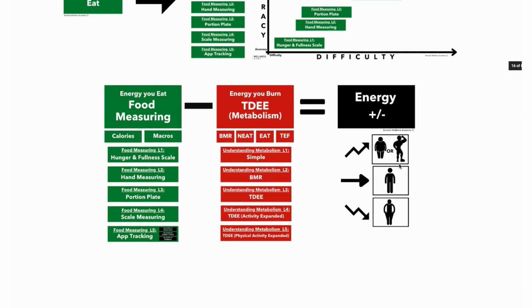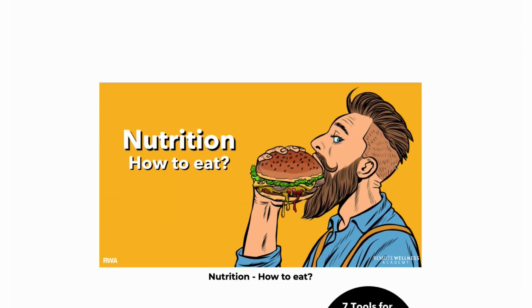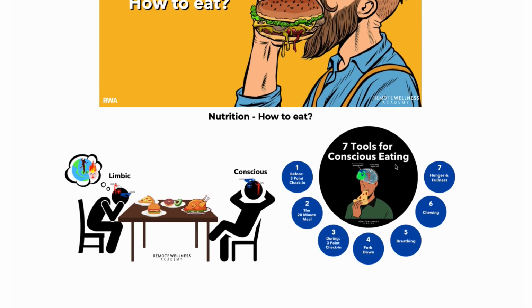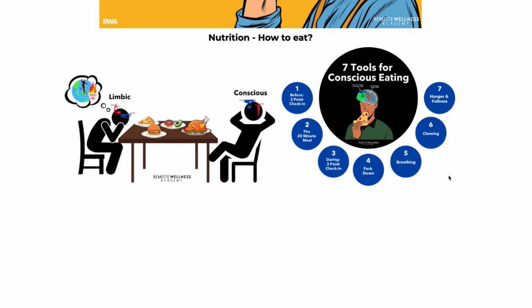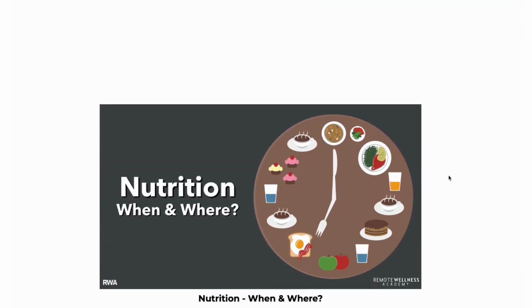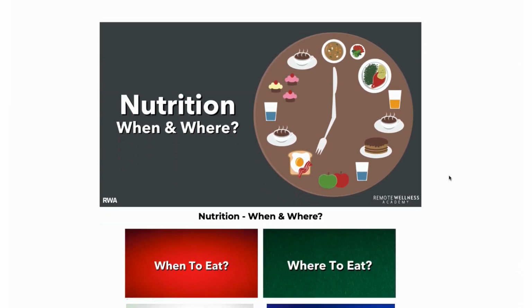From there, we went ahead and jumped over to talking about how to eat, and the how to eat training was all about conscious eating versus limbic eating. And then we specifically talked about the 7 tools for conscious eating. So that's what that training was all about. From there, nutrition journey continues. When and where. We then talked about the when to eat.